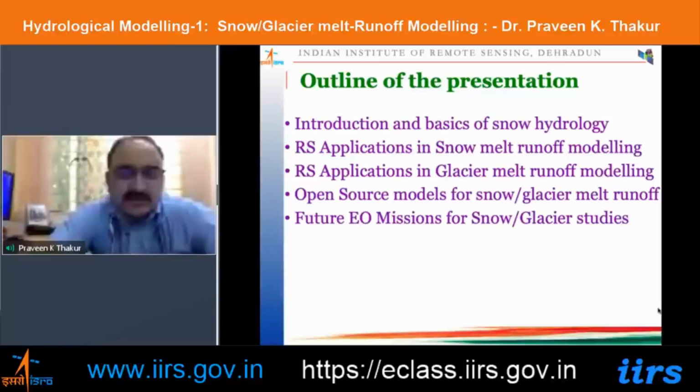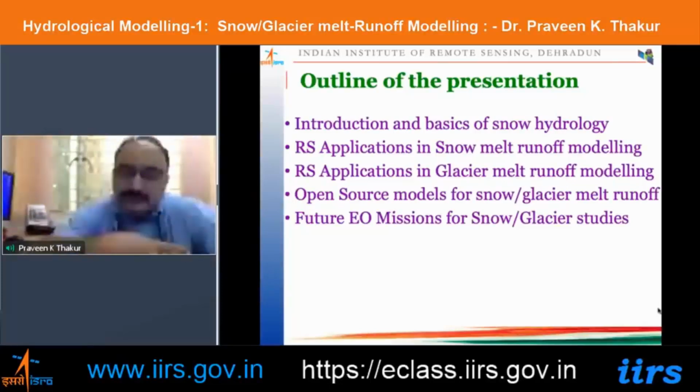The second part will include how we can incorporate the permanent ice, which is glaciers, in our hydrological models. And then there are open source models which are available for academic purposes and also for operational purposes, which can be utilized for snow and glacier melt runoff modeling. And finally, what are the future advanced EO missions which will support these activities.